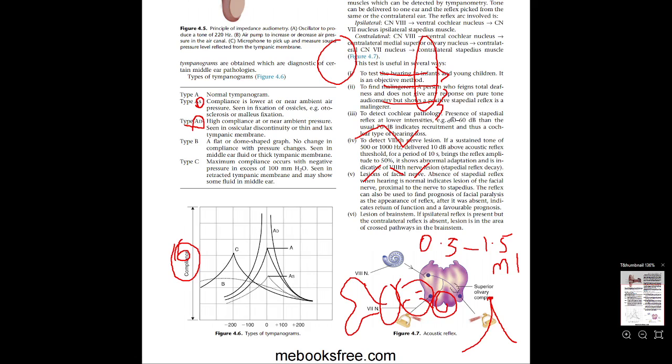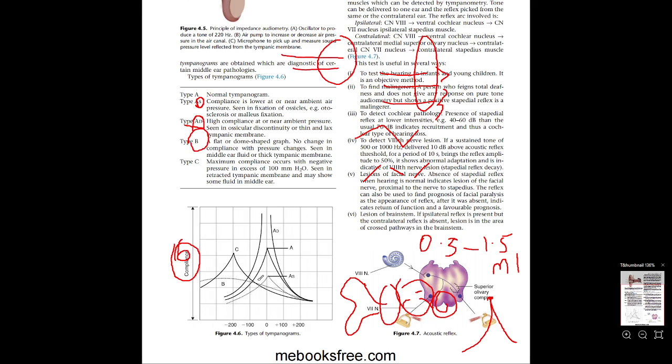Okay, so it is seen in ossicular discontinuity or a thin or lax tympanic membrane. So the compliance is too much. Too much sound is passing forward. If it is tense, it will allow less sound as compared to when it is relaxed.